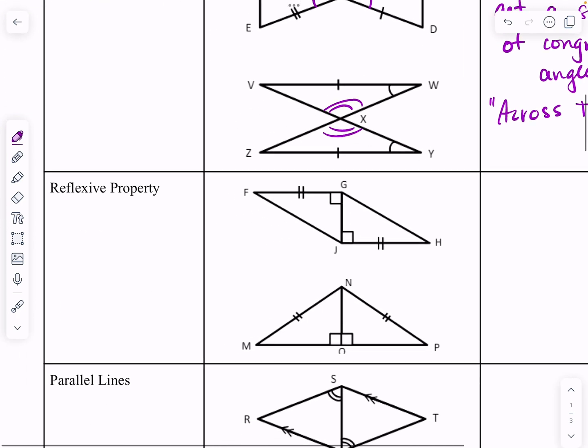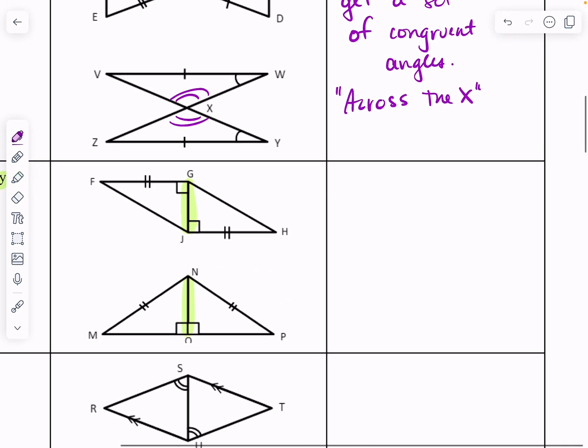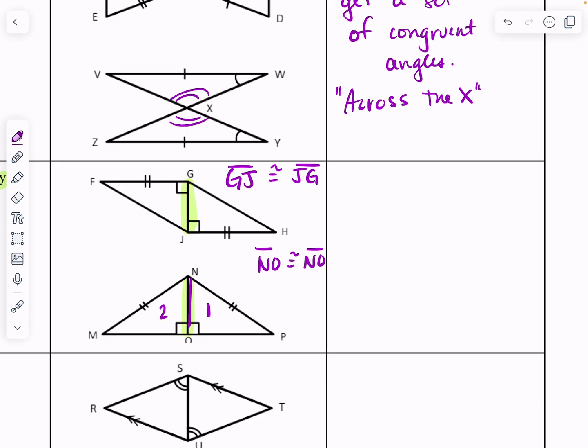The reflexive property is also one that we've been using quite a bit. With the reflexive property, that's saying anything that's shared. Sometimes it's a shared side, sometimes it's a shared angle. We can state that side or angle is congruent by the reflexive property. So in this case, I could say that GJ is congruent to JG, or NO is congruent to NO. And that's because of the reflexive property, because this side is in triangle 1 and is present in triangle 2. Same thing here. That side length is present in both.